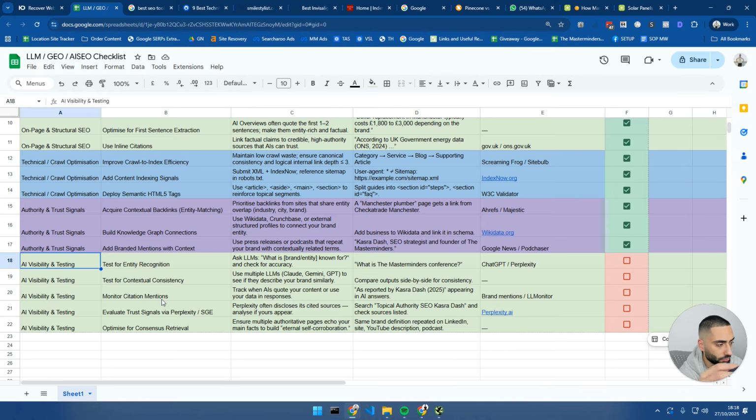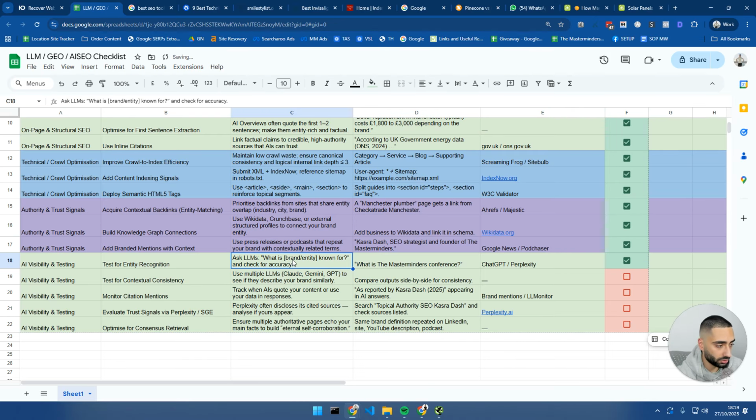Then we've got our AI visibility and testing section. If we take a look here, we have tests for entity recognition. So ask LLMs, what is brand XYZ known for? Now, let's say, for example, you are a bakery and it comes back and says you are a plumbing company. You've got some major issues. You probably don't have enough brand mentions with actual context. So you would probably want to go back to this section here and make certain that your brand is mentioned along with the context of what you do, who you are, what you provide.